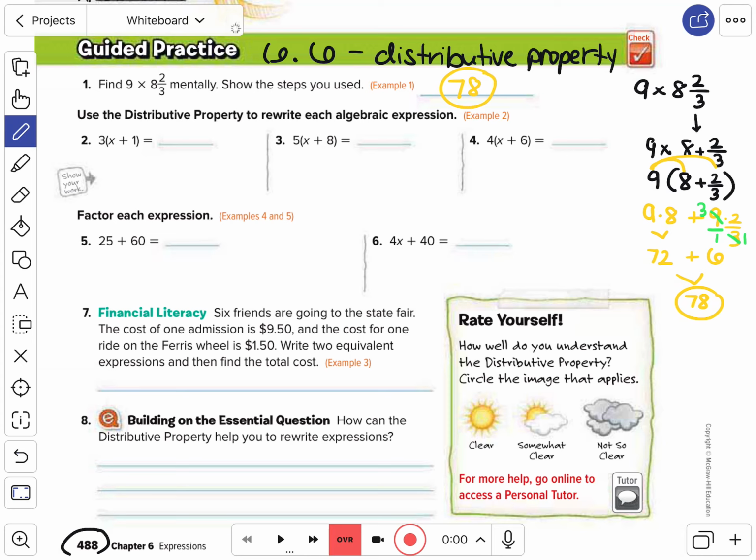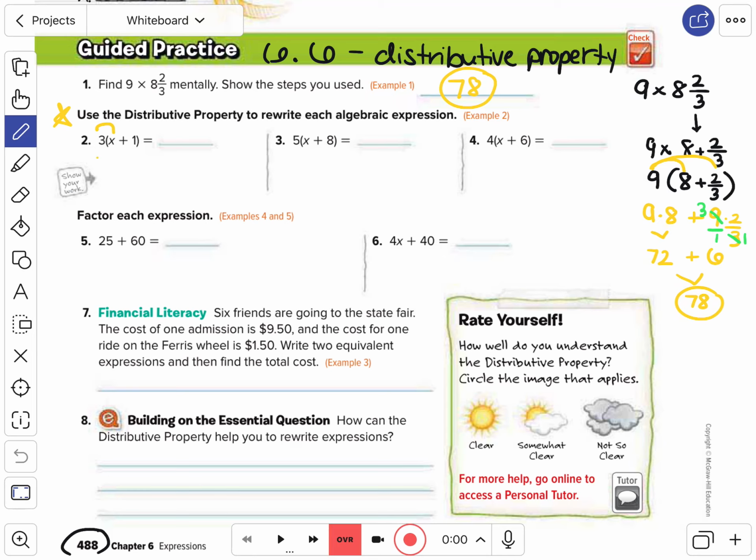Okay, for the next ones, we want to use the distributive property to rewrite each algebraic expression. So it's not saying solve it, it's saying rewrite it. So my recommendation is to draw your arrow and then write your answer. Then draw your next arrow, then write your answer. If you don't draw the arrows, you're probably going to forget to distribute to the second number as well. Or if you just draw both arrows and then you try solving it, again, you're probably going to forget to distribute to the second number. So one at a time.